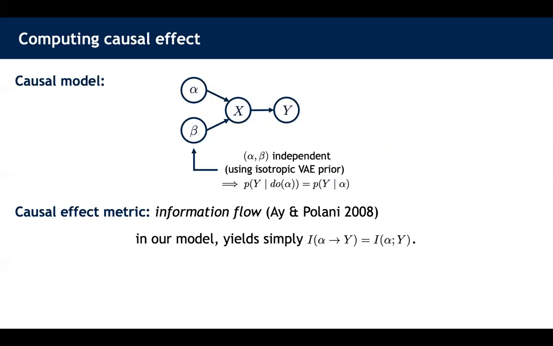We see the simplicity as an advantage, but note that even if we did have non-independent latent factors, we could accommodate it naturally using Ay and Polani's definition of information flow. In the paper, we also discuss some variants of this metric that are also consistent with the principles we outline.